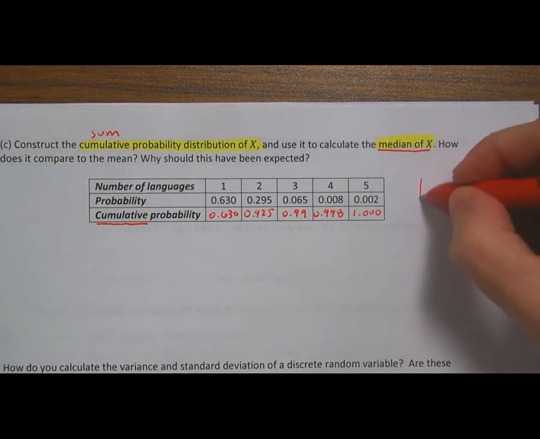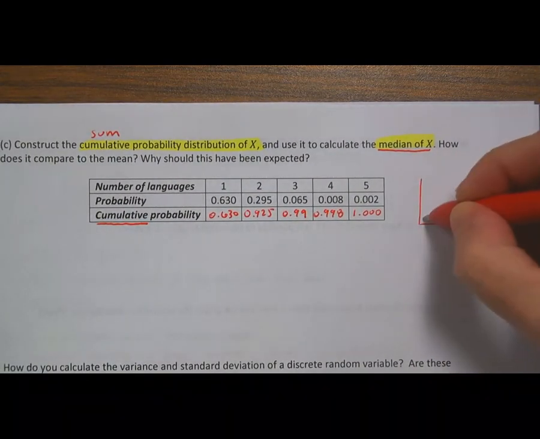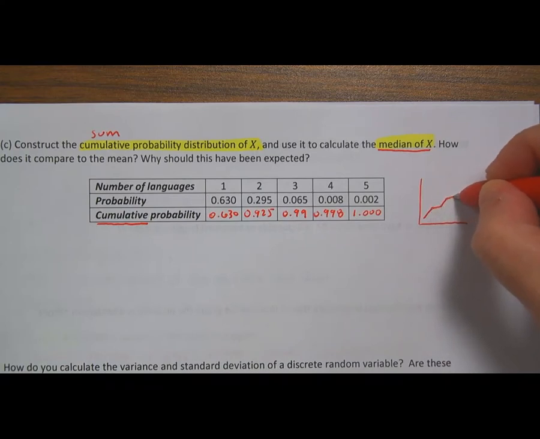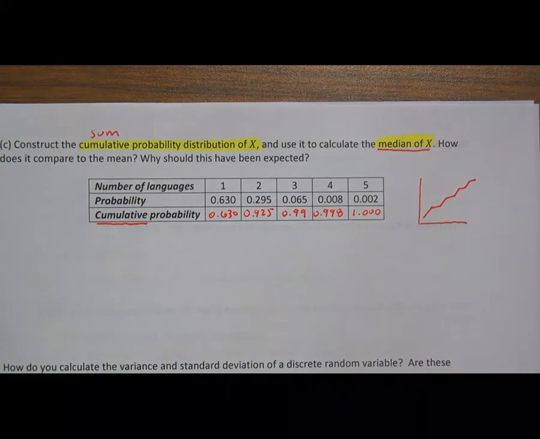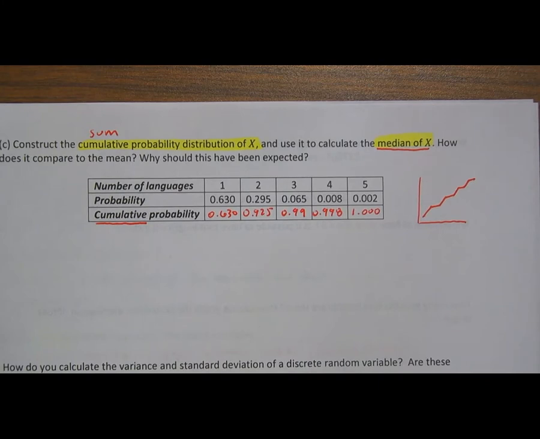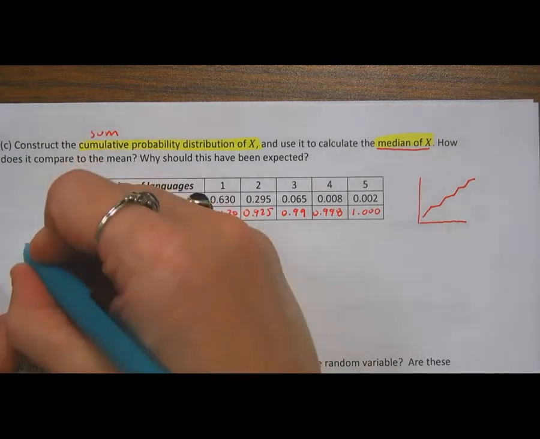And that was those graphs that kind of looked like this, where they would go up to one whole. And we had to graph them. But you don't have to graph this one, you just have to complete the probability distribution with that cumulative row. All right. So how do we figure out the median? Well, the median is at the 50th percentile.